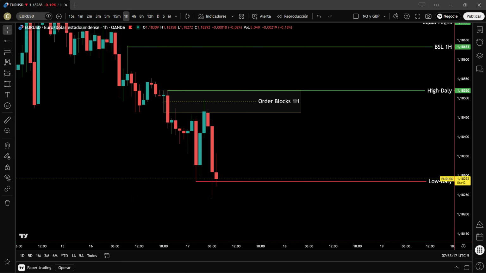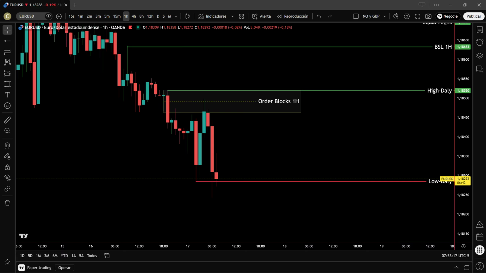in New York, and on the 1-hour time frame, we are witnessing aggressive institutional movement. Price is not just testing the low daily at 1.1828, but is actively sweeping all the liquidity accumulated in the lower zone. Notice the wick forming below the previous low. This is a clear sign of capturing sell stops to find counterparties.